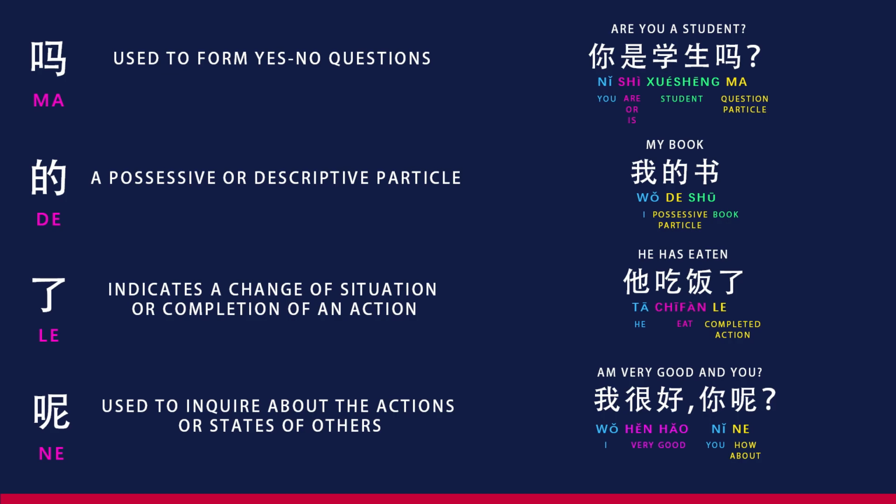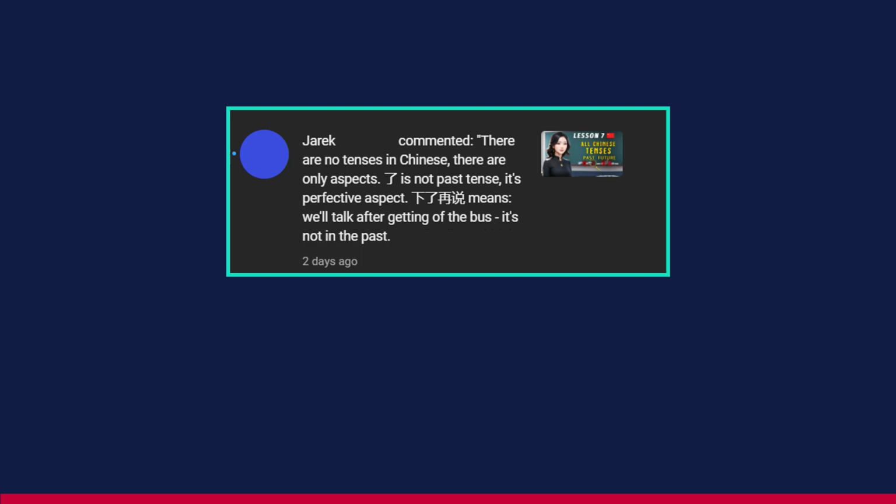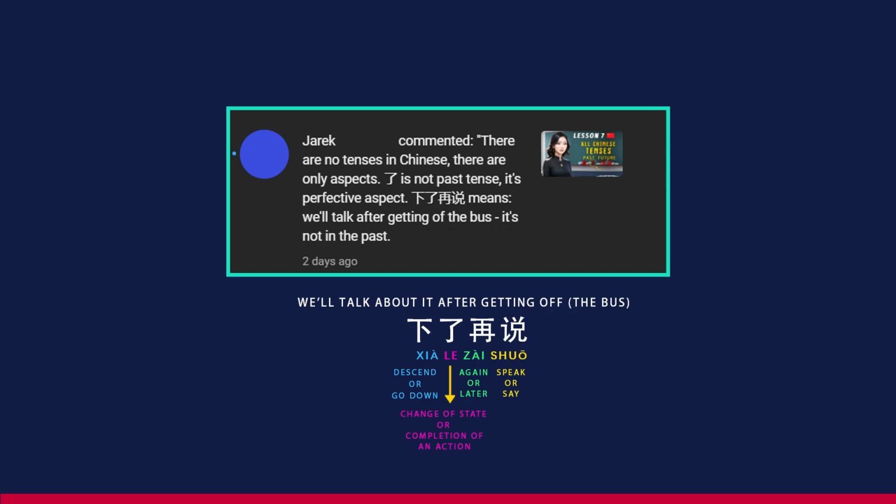So, that's about it. Before delving into the second set of particles, I want to express my gratitude to the person who shared feedback about the use of la. The insight into how la doesn't necessarily indicate past tense, as highlighted in the example 下了再说, is valuable. Instead, it often signifies completion or a change of state, emphasizing the action of getting off the bus. This aligns perfectly with our past discussions where we specifically addressed expressing past tense in certain contexts. I completely agree with the observation, and thank you very much for pointing that out.